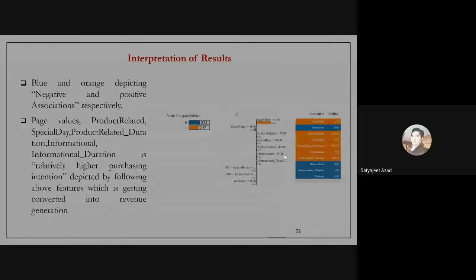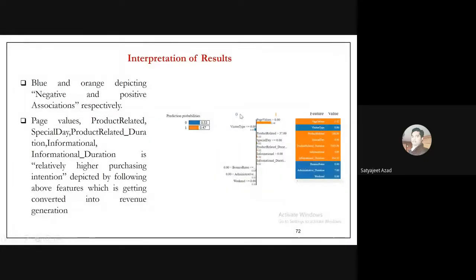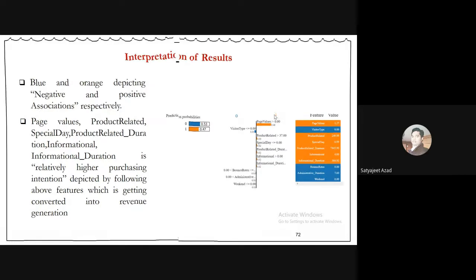Okay, so we can focus on this orange and blue one. The blue one is showing the negative and positive associations, and these all are the factors, you can say, making people purchase. That is why, as an e-commerce company, you have to focus on all these features.